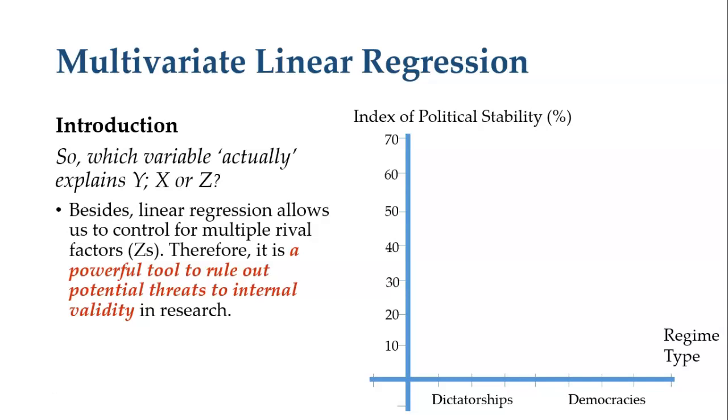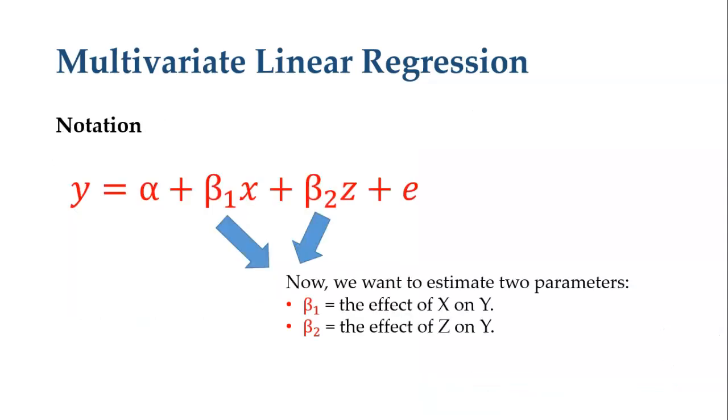And in such a way, you have a powerful tool to at least tackle or address potential threats to internal validity. So you can control for different factors, not only one additional factor, but multiple additional factors and potential spurious variables, okay? So when we are in the context of multivariate linear regression, this is the formula.